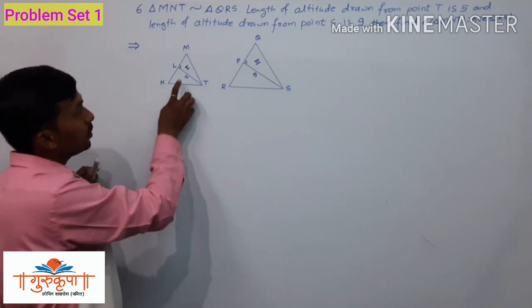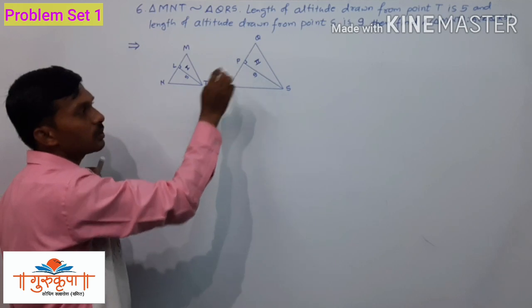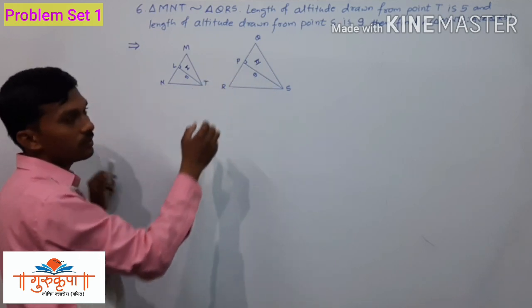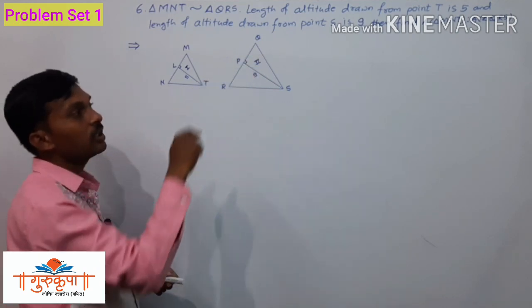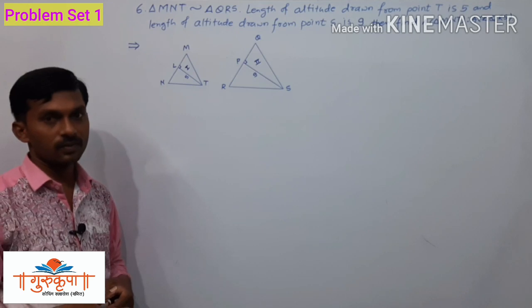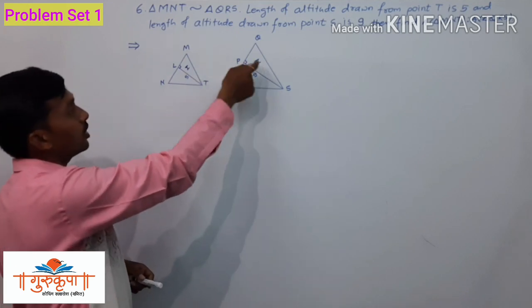This MT is the corresponding side of MNT and QS is the corresponding side of QRS. Or simply we can prove that triangle TLN is similar to triangle SPR. We can easily prove that, and then you will get NT upon RS, which are the corresponding sides of the triangle MNT and triangle QRS. So how to prove that these two triangles are similar to each other?